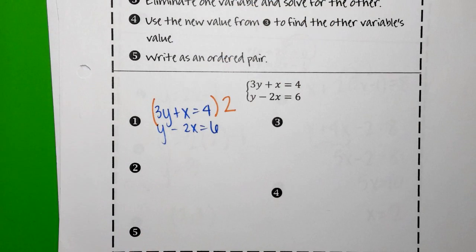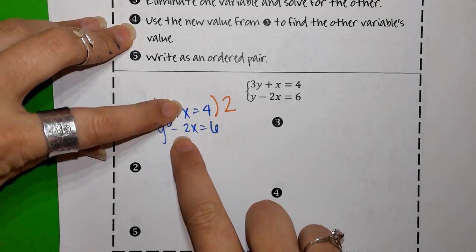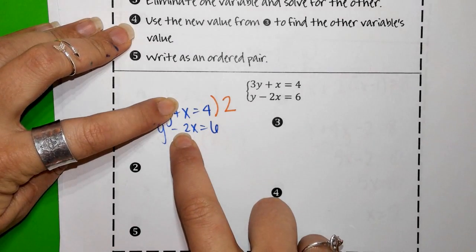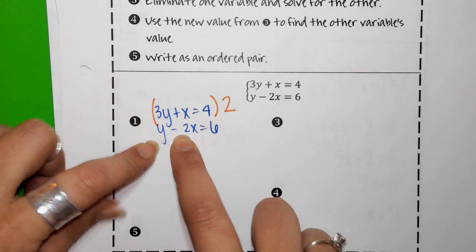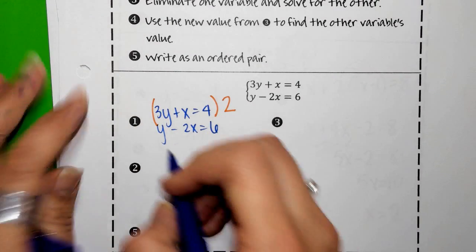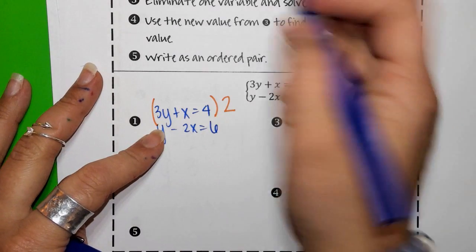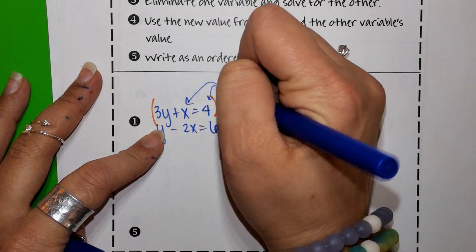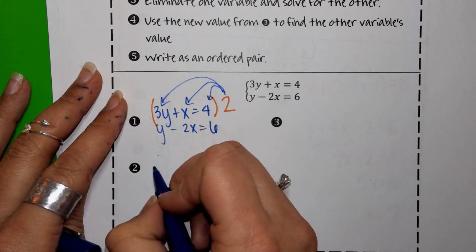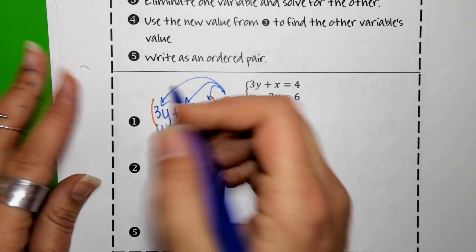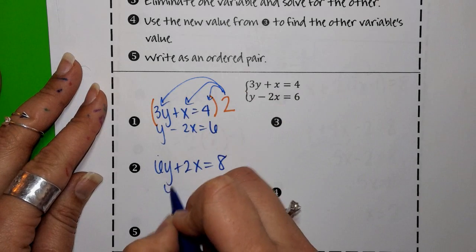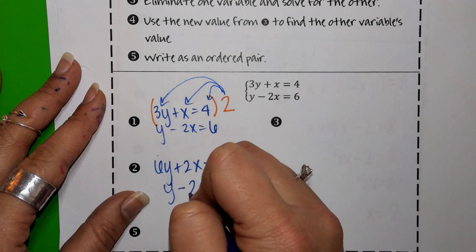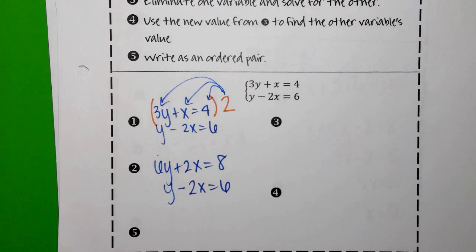Now, the reason we multiply by 2 is we want to get our coefficients the same for our x's. If we are trying to get our coefficients the same for our y's, what would we multiply by? 3. Fantastic. So, distribute it to everything. Every single thing in there. Tell me what it would be. 6y plus 2x equals 8. Fantastic. And then bring down the other one, y minus 2x equals 6. So that stays the same.